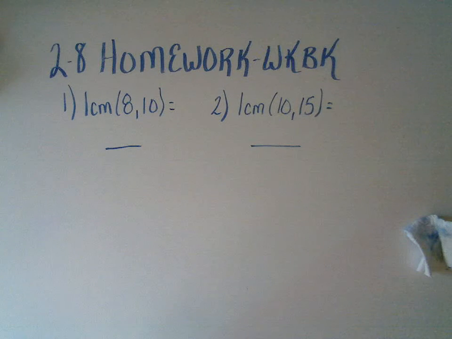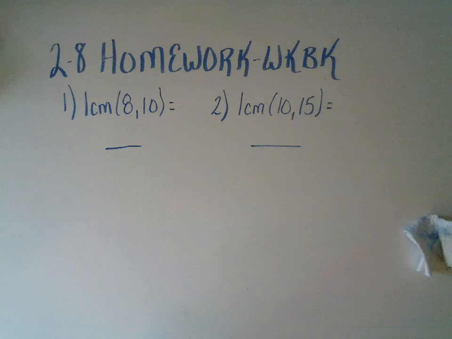This is the homework helper for Chapter 2, Section 8 in the workbook entitled Least Common Multiple. Okay, so let's start with question 1. As you can see in 1 through 21, you're doing all the same thing, all the same direction. You're finding the least common multiple. So we'll go through the different techniques here.